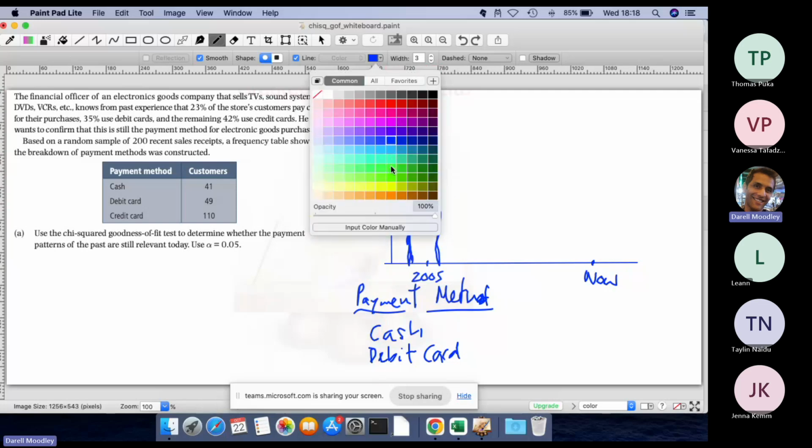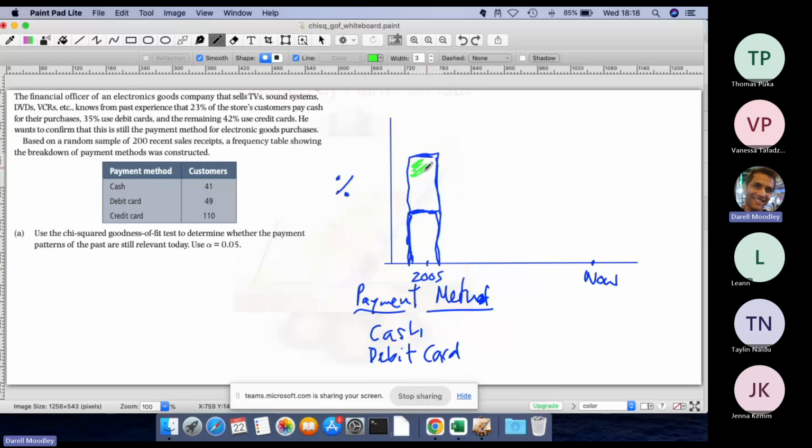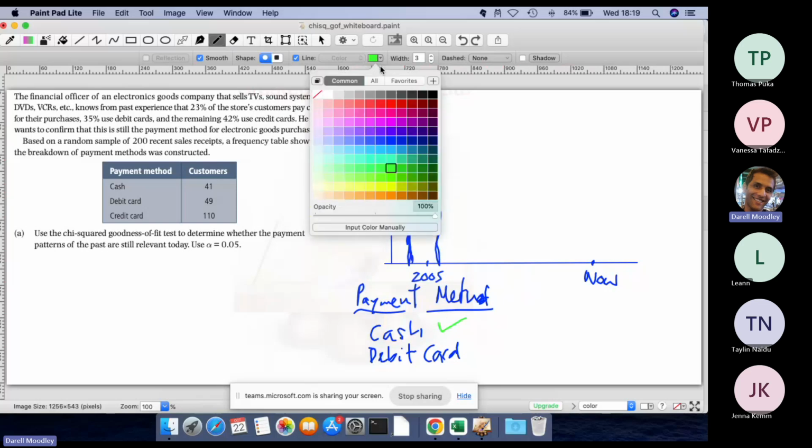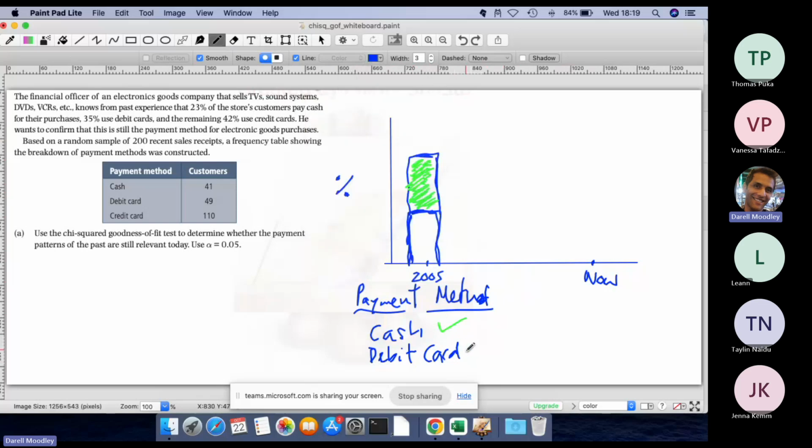Now, the bar in green is the percentage of people that pay by cash. So the green is cash. I'll write it here, green. And the blue is debit card. Hypothetically, let's just assume these are the only 2 ways that people paid. Then in 2005, and now let's look at what it sits at now.